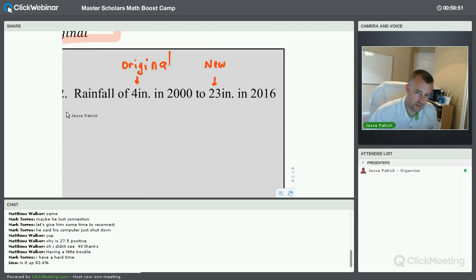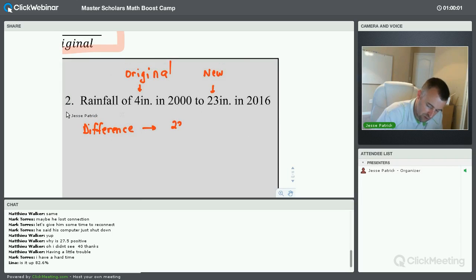What I need to do is find the difference between these two. So when you're doing percent change, you're doing the difference. The years don't really matter. In this case, the difference would be 23. I always do new number minus original. Again, at the end, it won't matter. You get the same decimal, it'll just be positive or negative. You have to figure out what it should be. But here I get 23 minus 4.